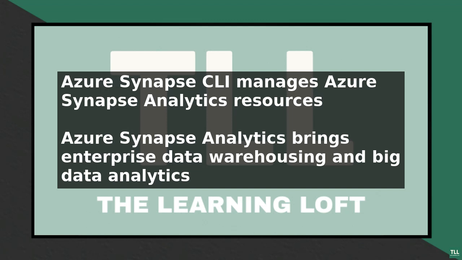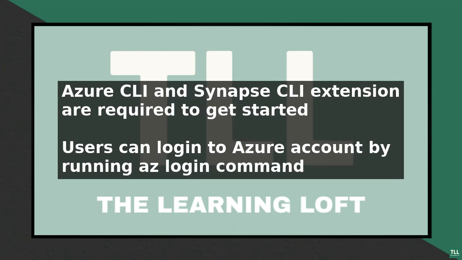Getting started with Azure Synapse CLI. To get started, users need to install Azure CLI and then install the Azure Synapse CLI extension. This can be done by running the command az extension add --name synapse. Once the extension is installed, users can log into their Azure account by running the command az login.